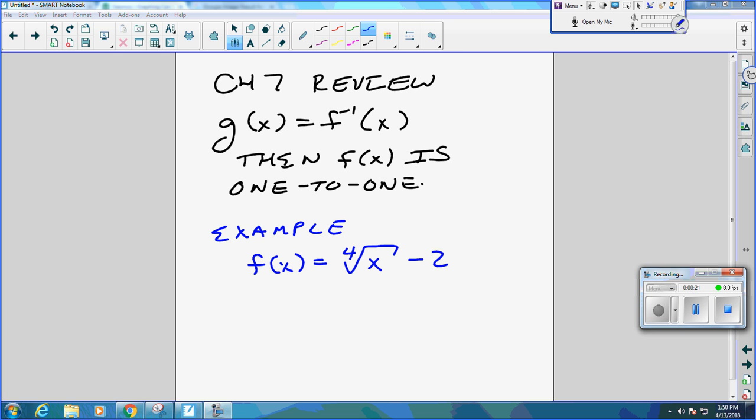Starting with that, anytime today I use g of x, we're going to take that to be the inverse function of x, okay? And then we know if I can do an inverse, then f of x had to be 1 to 1. Otherwise, we couldn't take the inverse. So an example would be f of x equals the 4th root of x minus 2. And again, the 4th root of x minus 2 is going to look something like this.